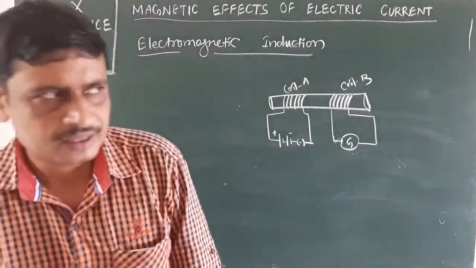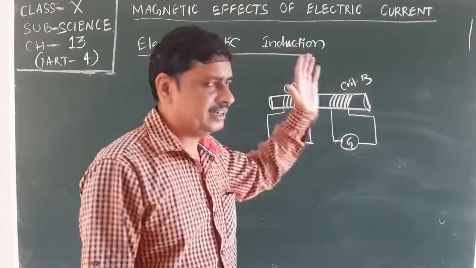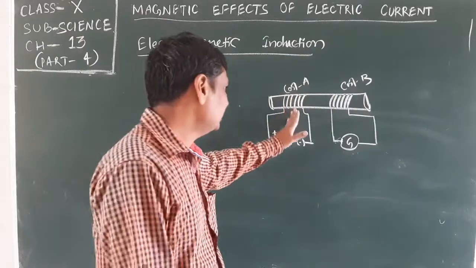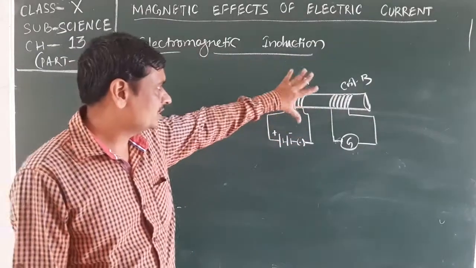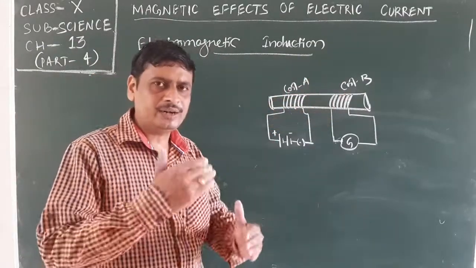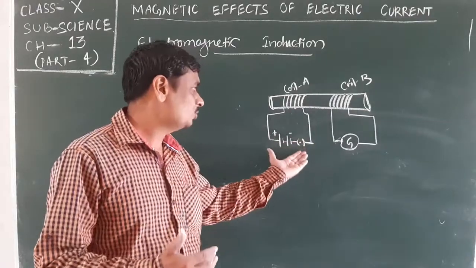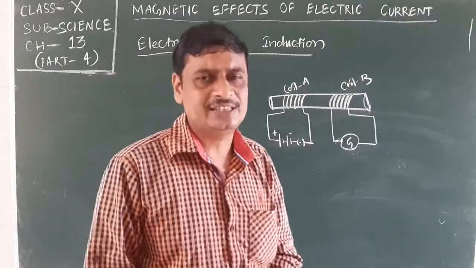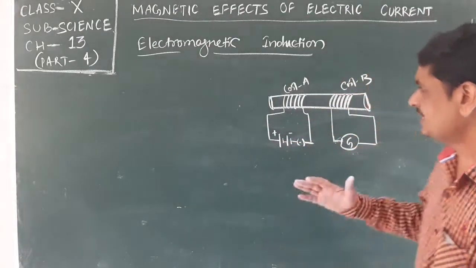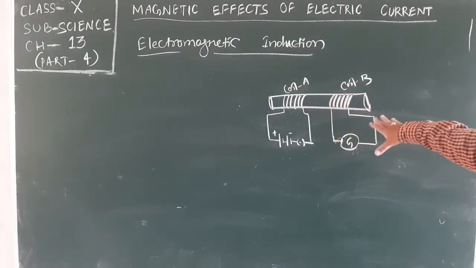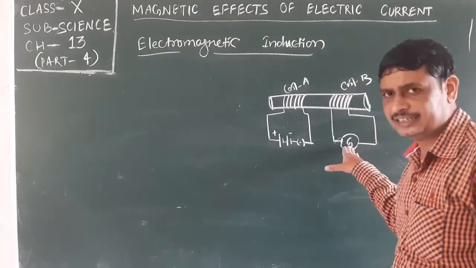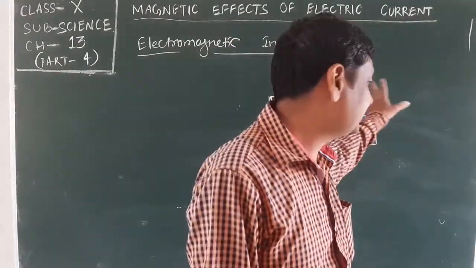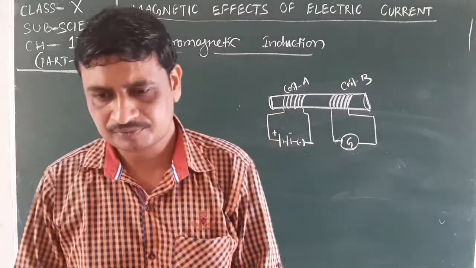So whenever electric current is set up in a coil, it changes the magnetic field. When electric current is passing through this coil, it forms a magnetic field, and when we switch on this circuit, the magnetic field changes. Whenever the magnetic field changes, electric current is set up in coil B, which causes the deflection of the galvanometer. Such type of electric current is said to be induced current.